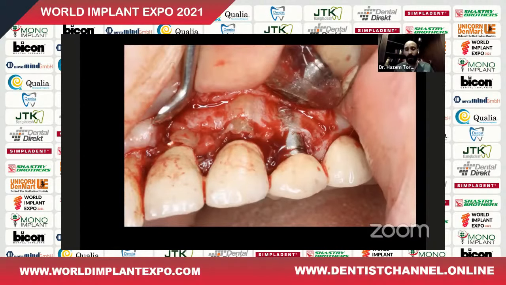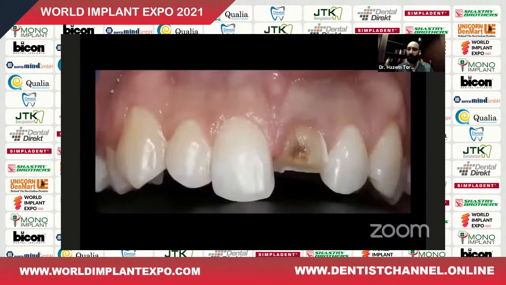Now, this is actually one of my favorite cases because the treatment went on for around 2 years. I didn't plan it to go for 2 years, but thankfully I insisted on completing this treatment for the patient.